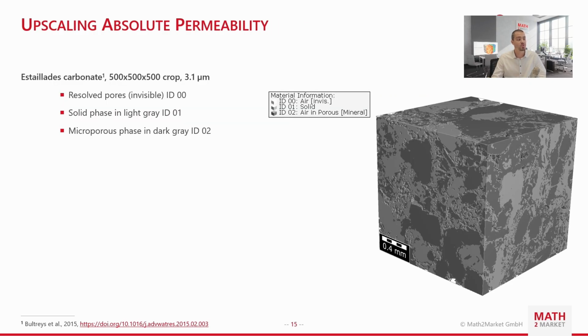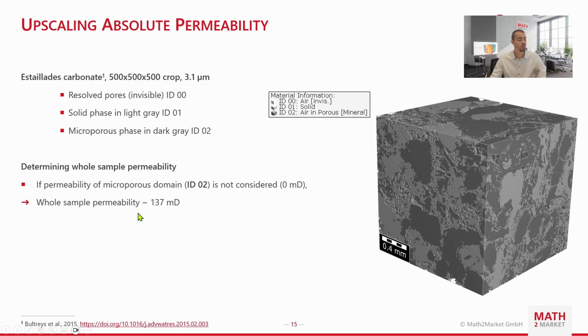So now coming first to upscaling of absolute permeability for such samples. Let's start with this Hysteresis carbonate, where we did a smaller crop of 500 cubed. The actual resolution here was 3.1 microns. And again, what we see is, so pores are invisible. Then we have the solid phase in light gray, and then the microporous phase in dark gray.